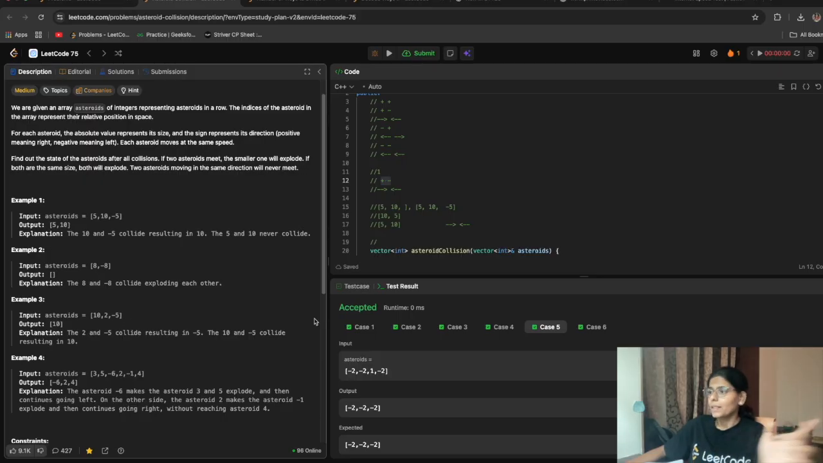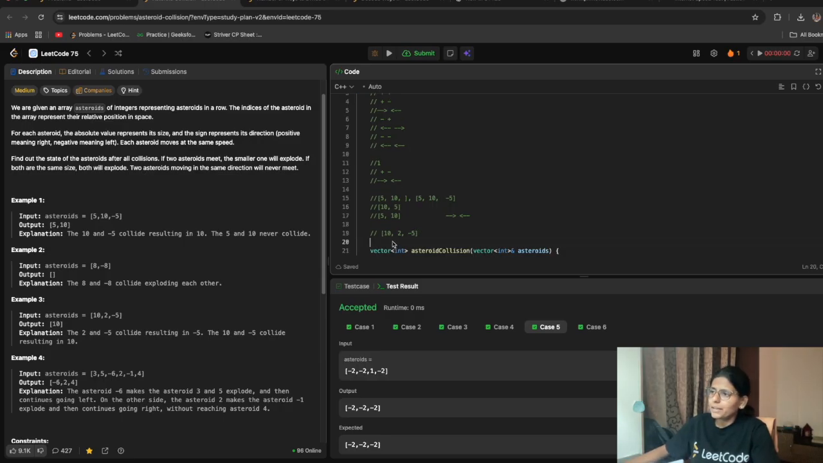Again, let me write it here. 10 and minus 5 will be there. First take 10, 2 and minus 5. In this condition, 2 and minus 5 will collide, and it will remain with minus 5. The explosion will continue until the explosion condition is no longer satisfied. It's not like after one explosion the energy is released and no one is going to collide. It's not like this. The explosions will continue until the condition is satisfied.